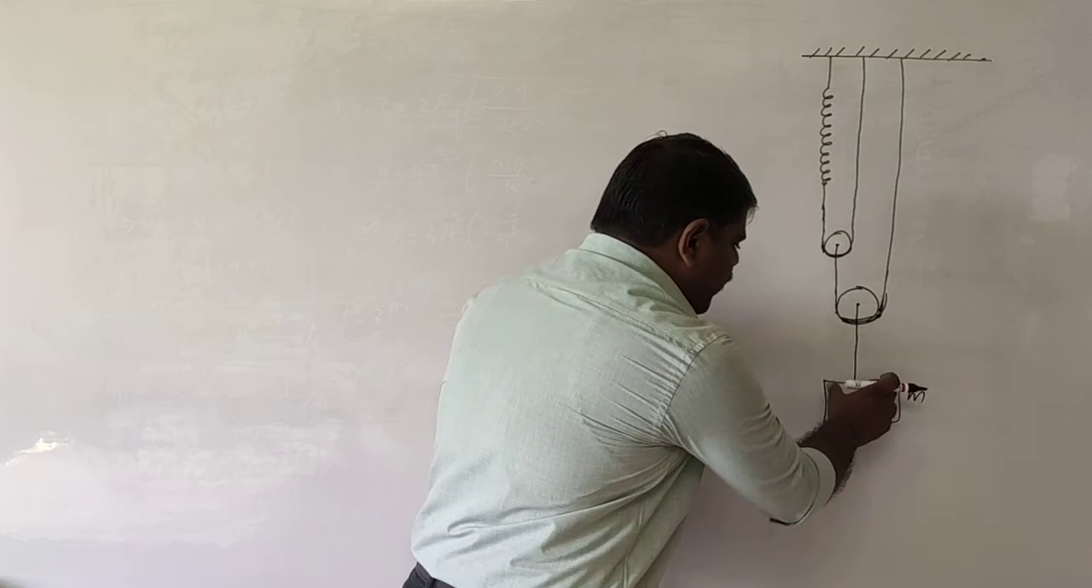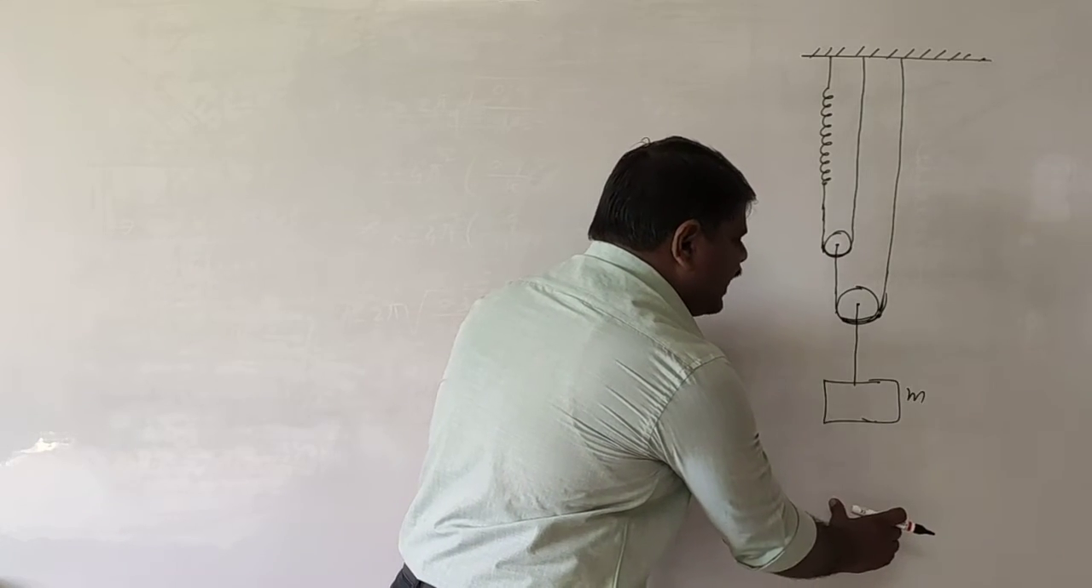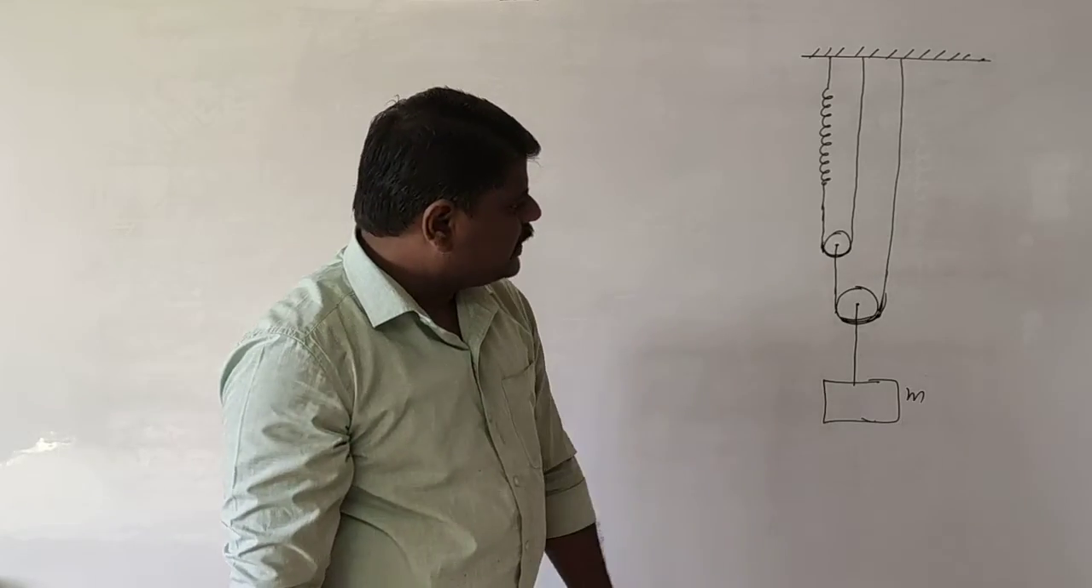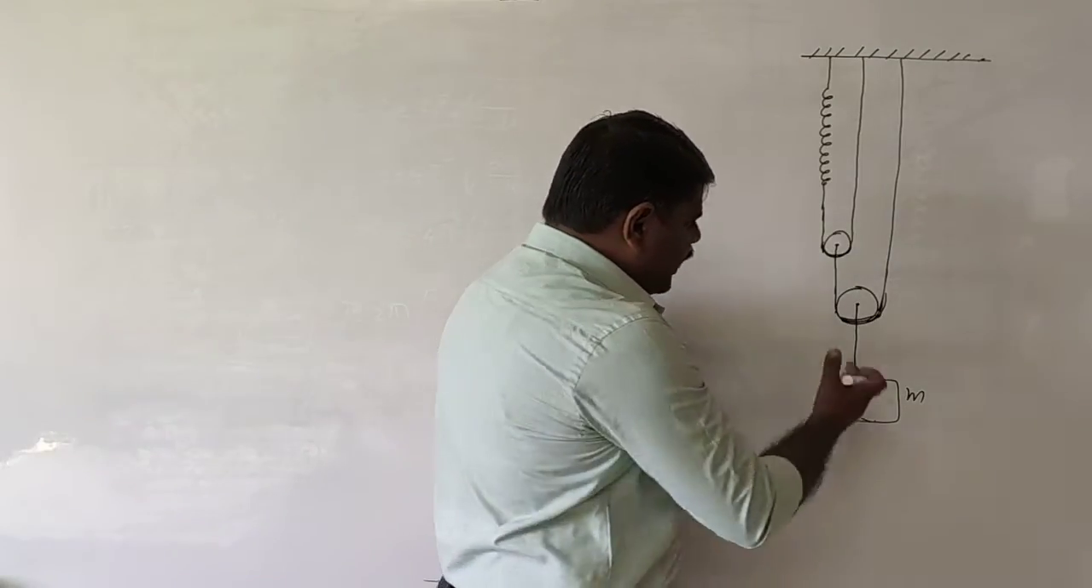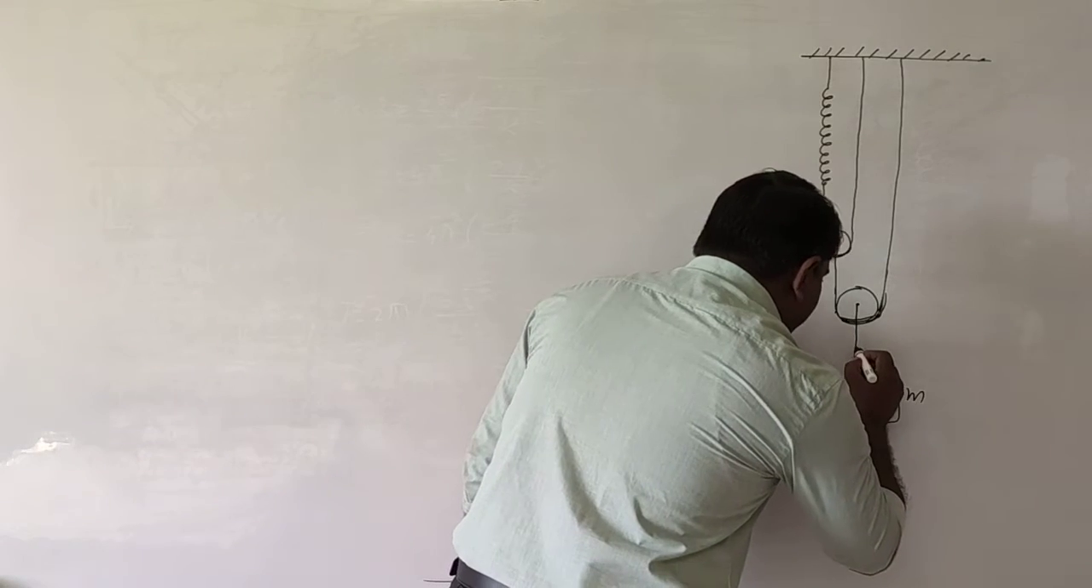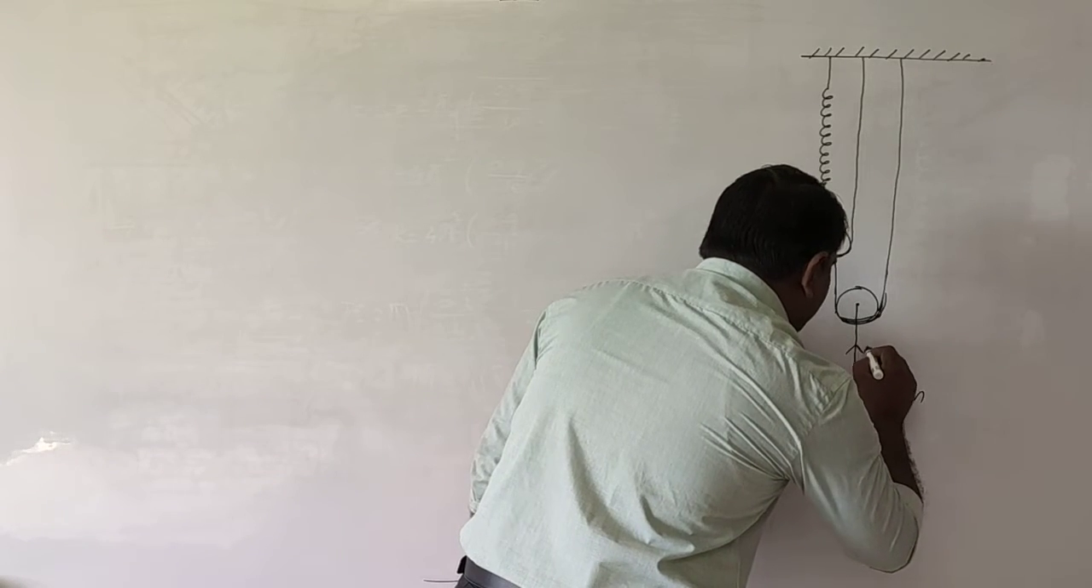What happens here, when you pull the mass in the downward direction and release it, it is going to make oscillations. So whenever it makes the oscillations, for example, when you refer to the tensions, let us find out the tensions here. At this point, the tension works in the upward direction. How much tension will be there here?